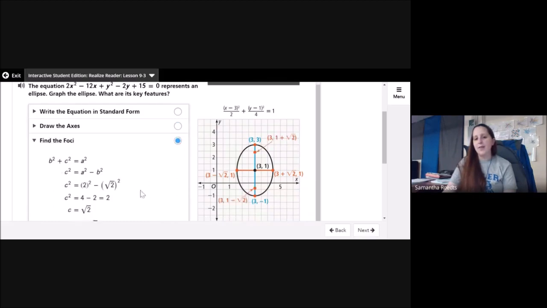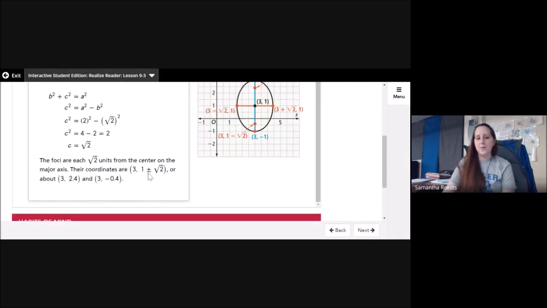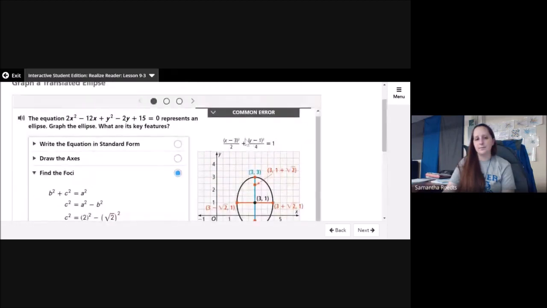Then I can find the foci. b squared plus c squared equals a squared. So c squared equals a squared minus b squared. Remember, a is 2 and b is the square root of 2. So that gives me c squared equals 4 minus 2, which equals 2. So c is the square root of 2. The foci are each square root of 2 units from the center along the major axis. Their coordinates are (3, 1 plus or minus square root of 2), or (3, 2.4) and (3, negative 0.4).